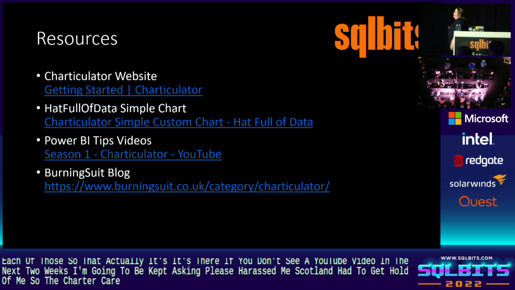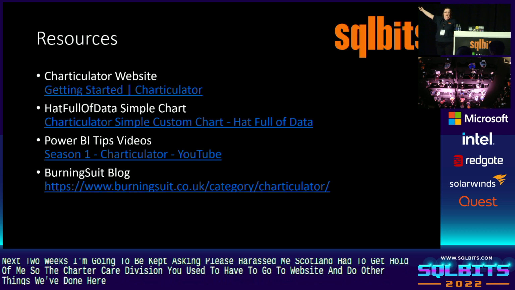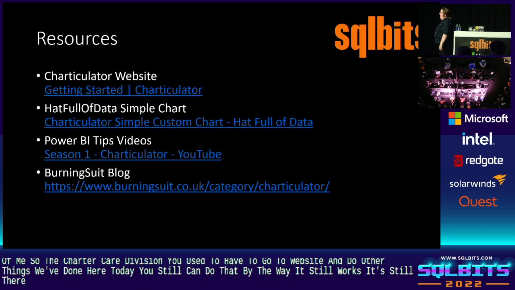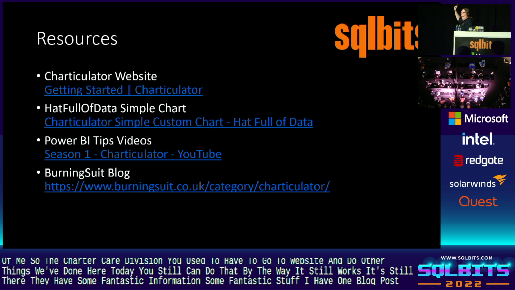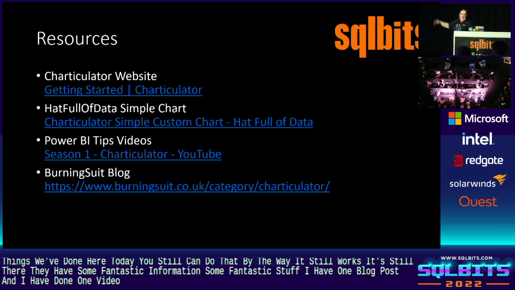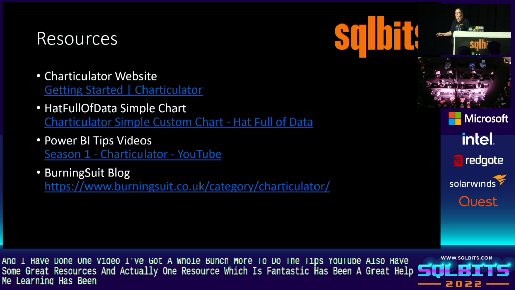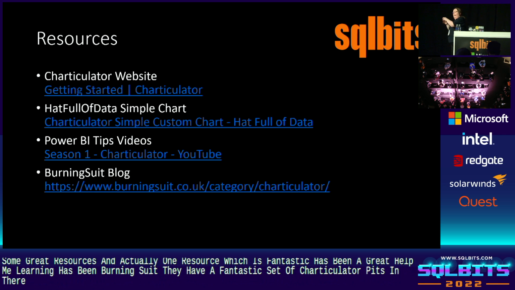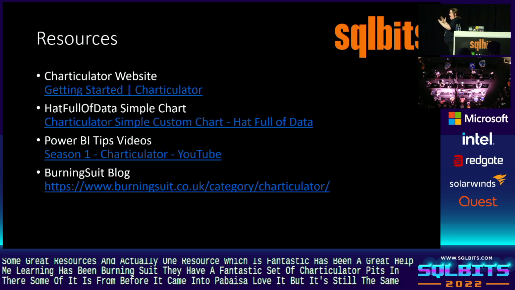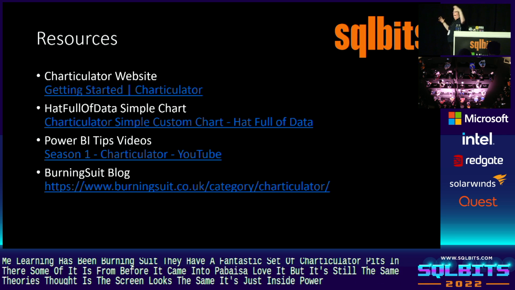The Charticulator visual, you used to have to go to a website and do all the things we've done here today. You still can do that, by the way. It still works. It's still there. They have some fantastic information, some fantastic stuff there. I have written 1 blog post, and I have done 1 video. I've got a whole bunch more to do. The Power BI Tips YouTube also has some great resources. And actually, one resource which is fantastic and has been a great help in me learning has been Burning Suit. They have a fantastic set of Charticulator bits in there. Some of it is from before it came into Power BI, but it's still the same theory. The screen looks the same. It's just inside Power BI rather than on a website.